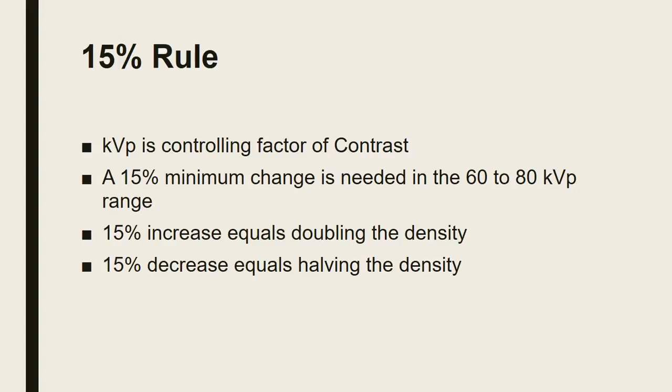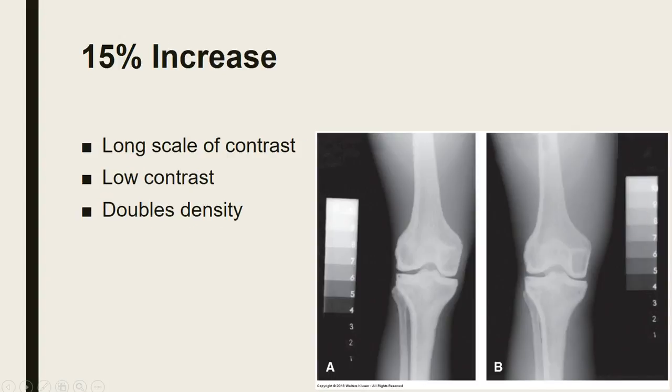If you're told to change the contrast only, but they don't talk about maintaining the density, this is how you can do it. Here's a 15% increase. So we went from A to B. This knee has a shorter scale of contrast, so we went to longer. It has high contrast, we went to lower, but it also doubled the density. So by doing that, we increased the kVp, and only the kVp, by 15%, and by doing that, we have created a different image with more density.